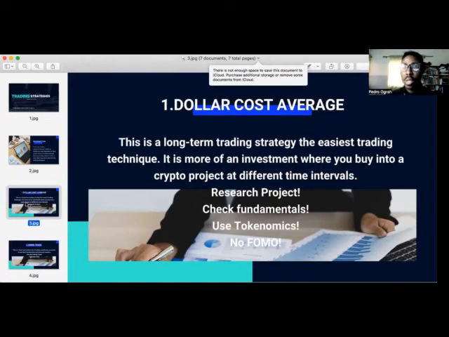So the essence of the idea of dollar cost average means that you are spreading your money. You are buying at different prices. You are buying at different time intervals. So if there's a drop in price or an increase in price, you tend to balance it because you are buying at different intervals. So that is one of the easiest, the number 1 technique when it comes to trading. This trading technique is called dollar cost average.